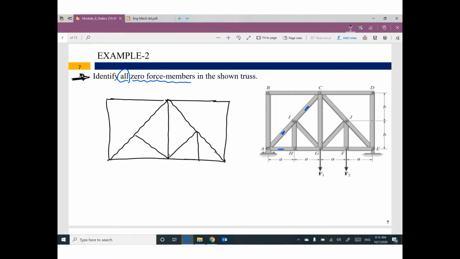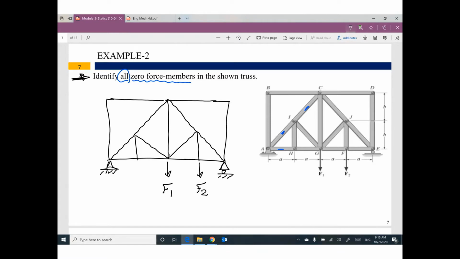We have hinge. We have roller. We have force here, F2. How much? I don't care. About F1? I don't care. Let's start.